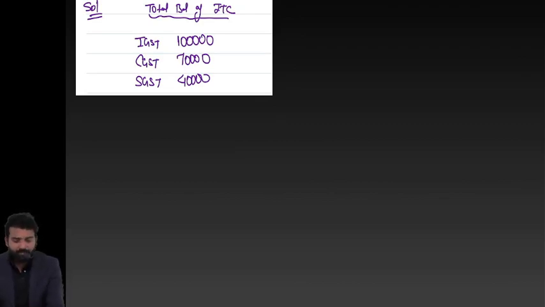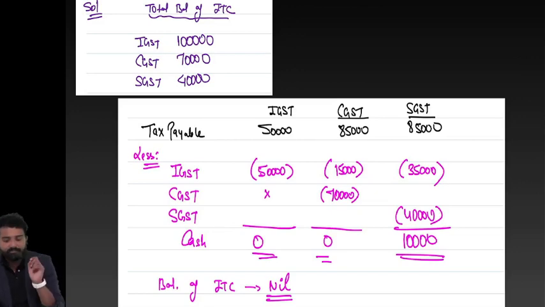Okay. Now, how will we adjust this? Listen very carefully. First, I am adjusting IGST with IGST because this is rank number 1. But I have a balance of rupees 1 lakh in IGST. So after exhausting 50,000, I am left with 50,000 more balance of IGST. So I can adjust it with CGST as well as SGST.